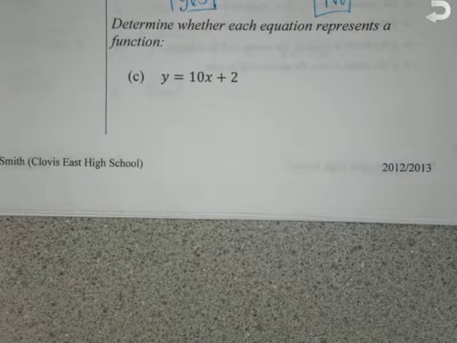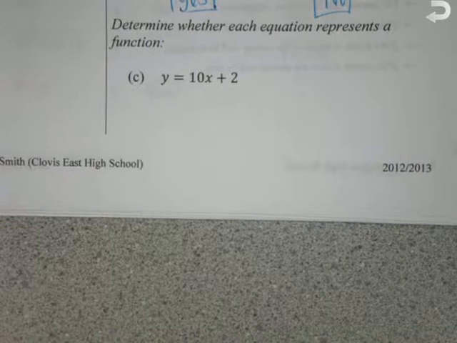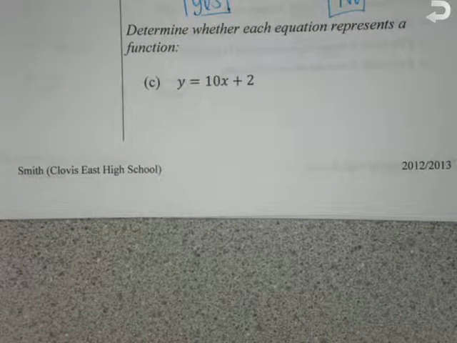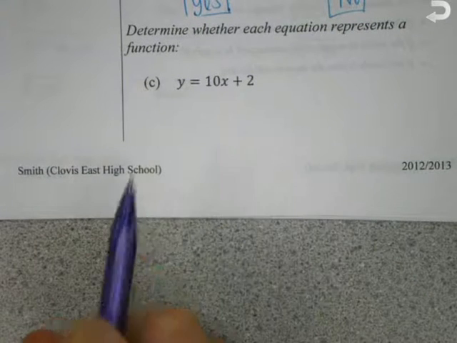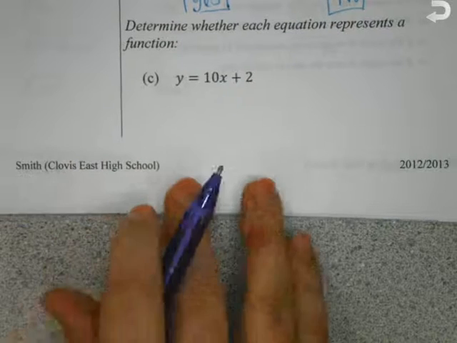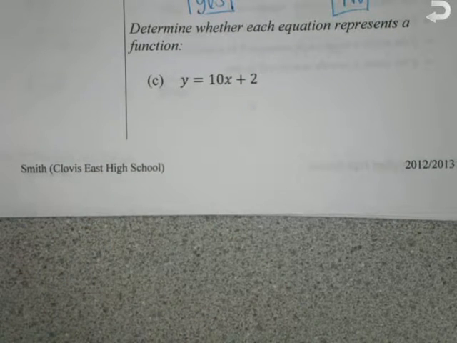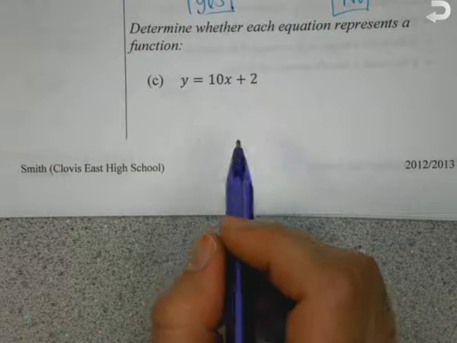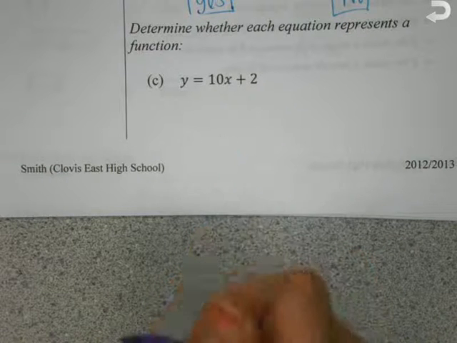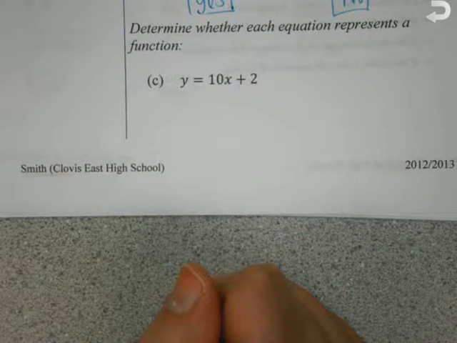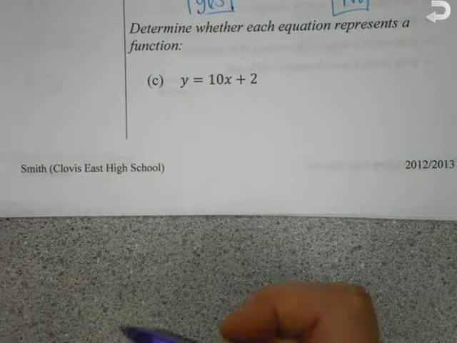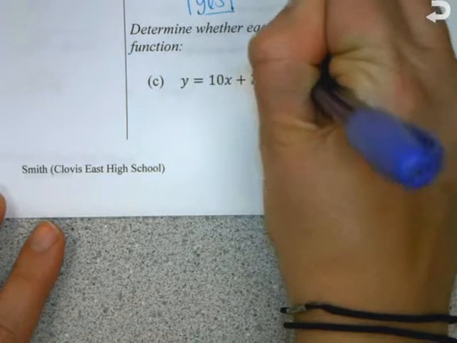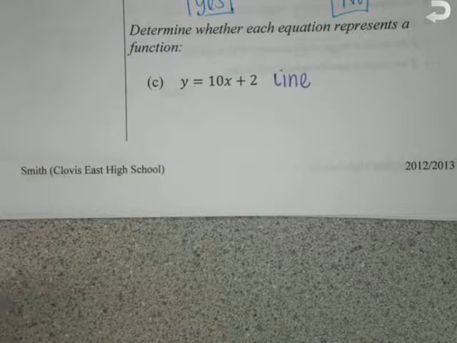So our first equation is y equals 10x plus 2. Do you guys know what kind of equation this is? What does the picture look like of this one? Slope-intercept. It's in slope-intercept form, which means that it's a line. It's just a straight line. Okay? So it actually is a line that looks something like this.